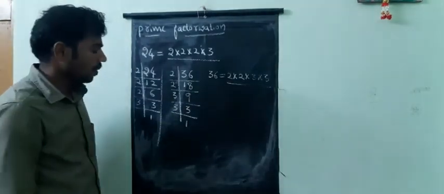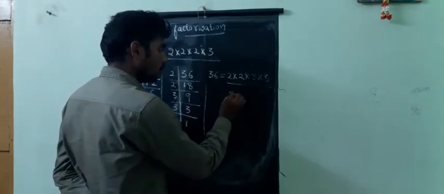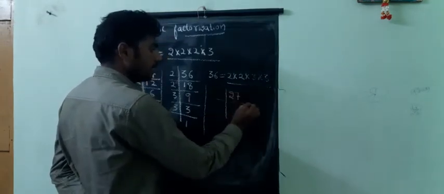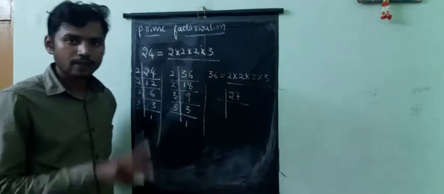See. One more number, if I take 27 as one more number. See, here in this case, I was supposed to start with 2.